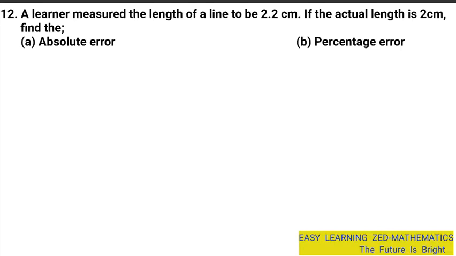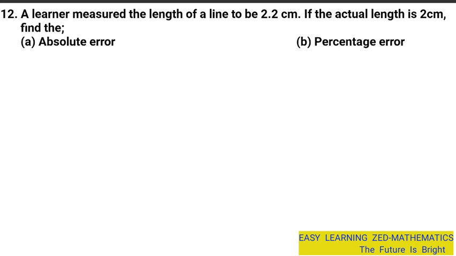Okay, so question 12 was, a learner measured the length of a line to be 2.2 centimeter. If the actual length is 2 centimeter, find A, absolute error, B, percentage error. Okay, so you need to find the absolute error as well as the percentage error. So let's start with A, which is absolute error.